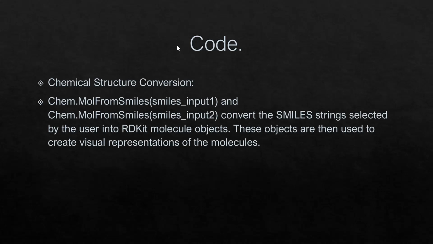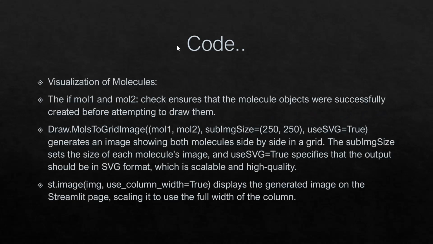Now chemical structure conversion. It's a similar format: it takes the SMILES input and converts it into an RDKit molecule object. These objects are then used to create a visual representation of the molecules. Now visualization of the molecules, that is molecule 1 and molecule 2, both of them are created successfully. Then we will draw them. We use the MolsToGridImage function, which generates an image showing both molecules side by side in a grid. The sub-image size sets the molecular structure in SVG format, which is scalable and high quality. The st.image displays the generated image on the Streamlit page, scaling it to the full width of the application.